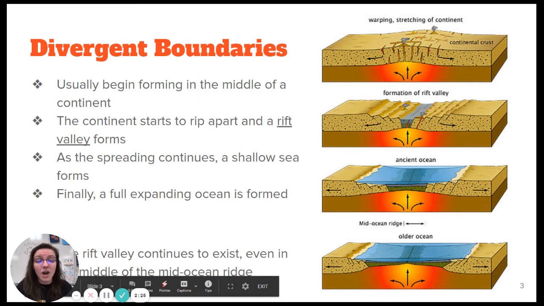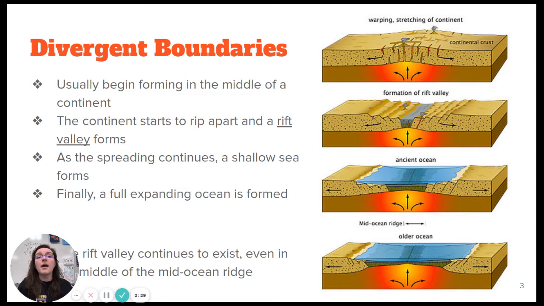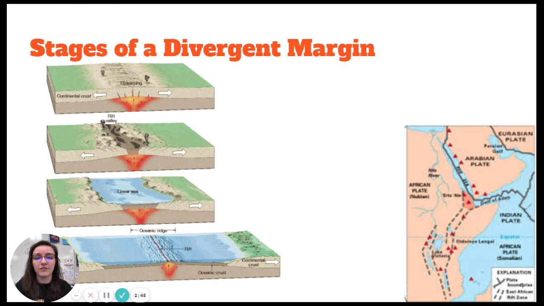We can see all of these stages happening, even though this happens really slowly. Plates move about as fast as your fingernails grow, or 1 to 10 centimeters a year. So they're moving really slowly, and it's hard to observe all of this happening at once over time, but we can see each of these different stages in real life.